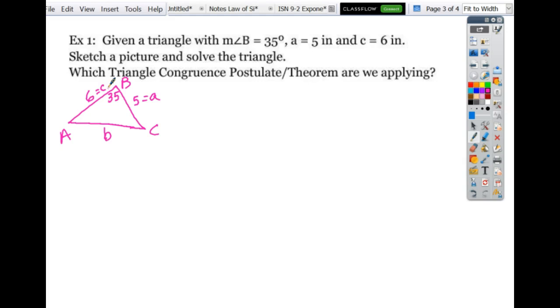So I'm looking for B. So I'm going to use the B squared formula. So here's the formula: B squared equals A squared plus C squared minus 2AC times the cosine of B. So now fill everything in. I have A squared, which is 5 squared, plus 6 squared minus 2.